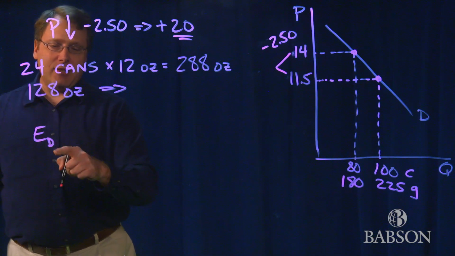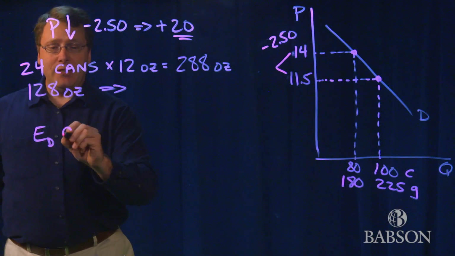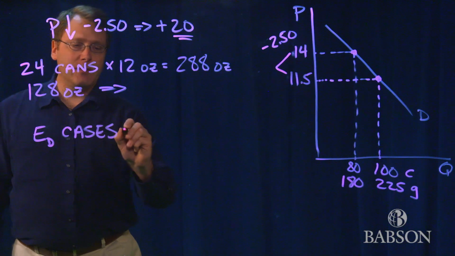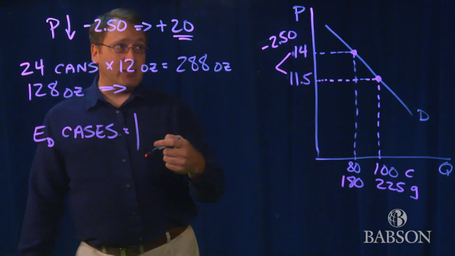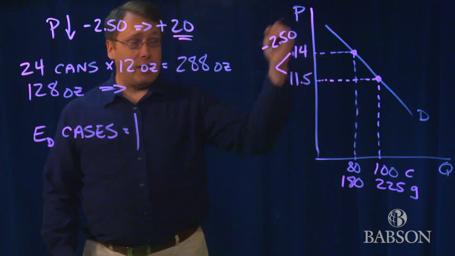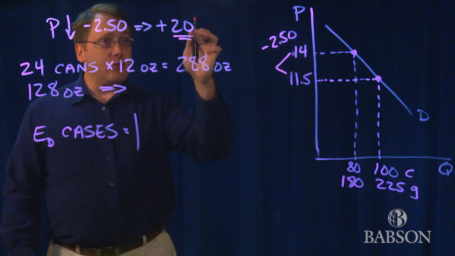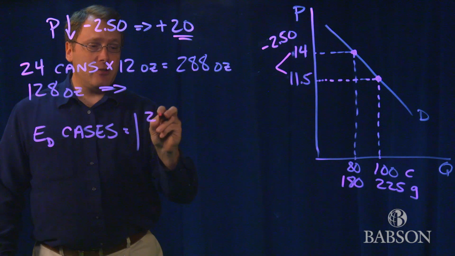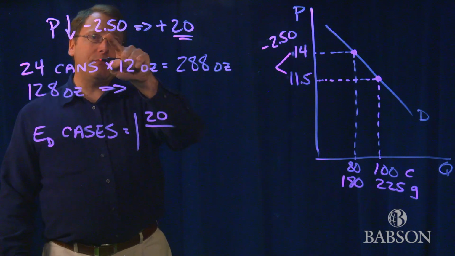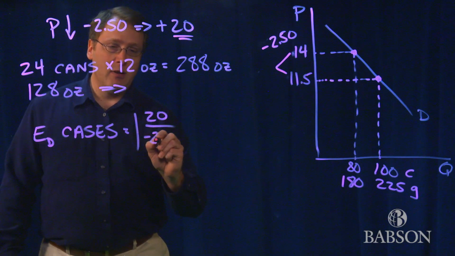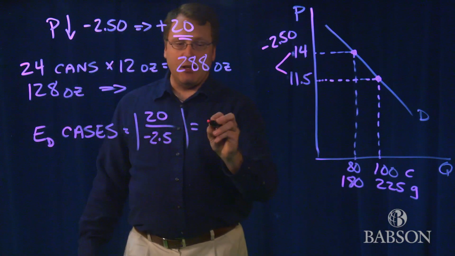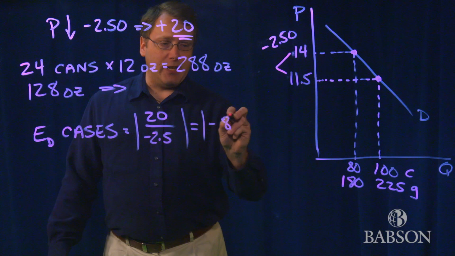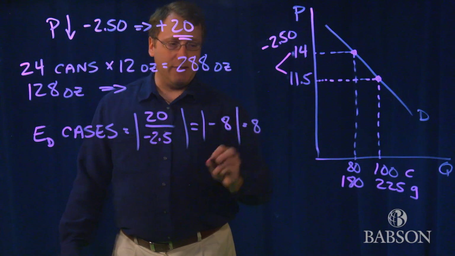So the elasticity of demand when we're using cases, what does that look like? Well, it's the absolute value of the change in quantity divided by the change in price. So here the change in quantity is 20, all divided by the change in price, minus 2.5. And so what do we get here? This would actually be -8 or 8.